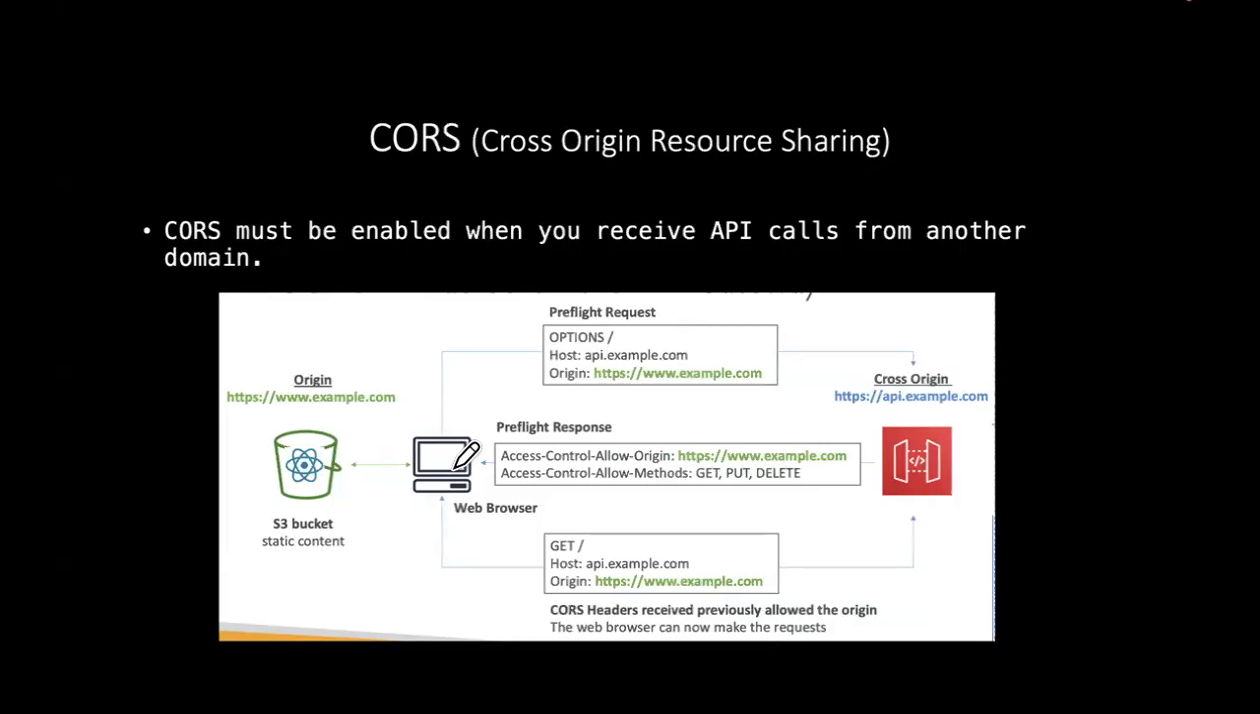Okay, so it's not an API Gateway thing. It's an HTTP protocol feature. But all I'm getting at here is that when you create a web API using API Gateway, you do have to configure the CORS settings for that web API.